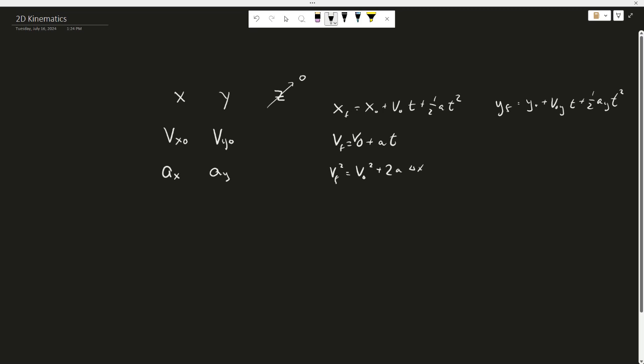We can fix all of these to be V naught x, ax, V final x, V initial x, ax, and so on, right? So then we'll get v final y equals v initial y plus ay t, and v final y squared equals v initial y squared plus 2 ay delta y. And keep in mind the y's are subscripts that are only there to denote what direction the thing is going.